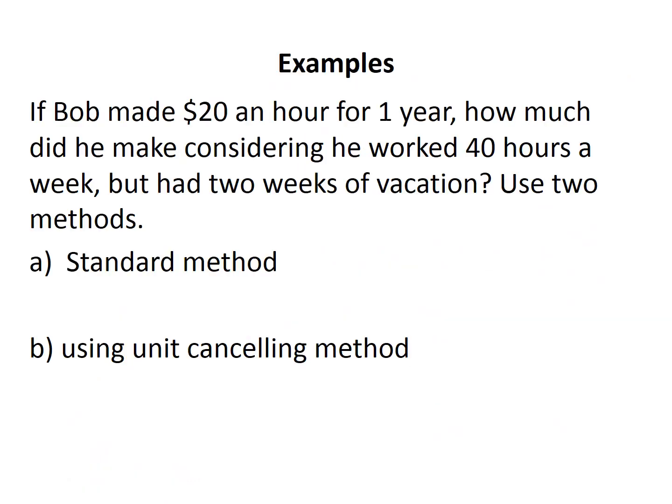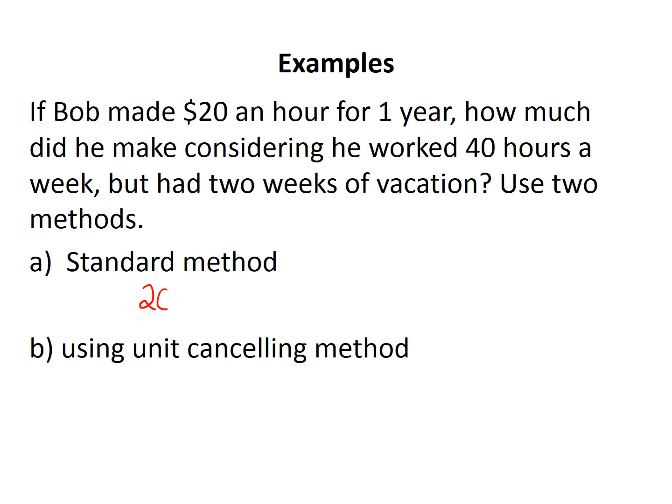If Bob made $20 an hour for 1 year, how much did he make considering he worked 40 hours a week but had 2 weeks of vacation? We're going to use two different methods. A standard method is one where you just sort of think about it, and then we have this unit method where we cancel the units to get the correct units in the end. So the standard method: he made $20 an hour for 1 year, and worked 40 hours a week but had 2 weeks of vacation.